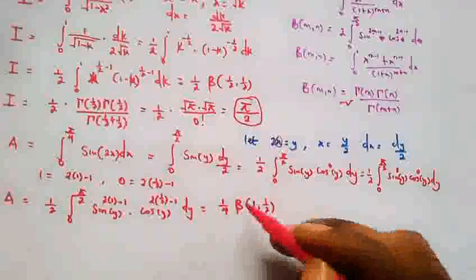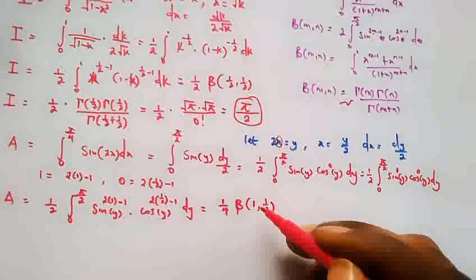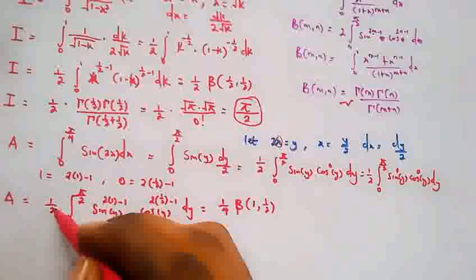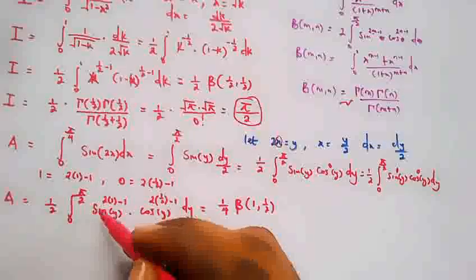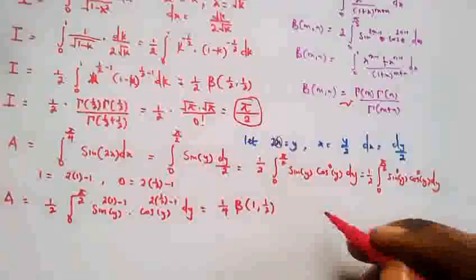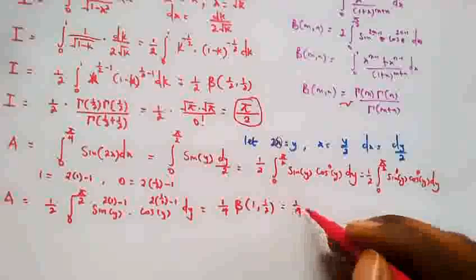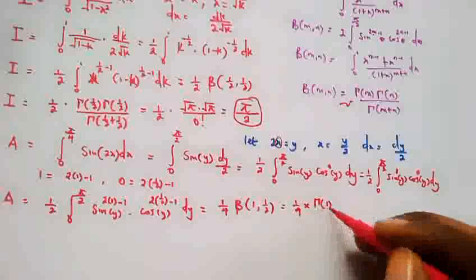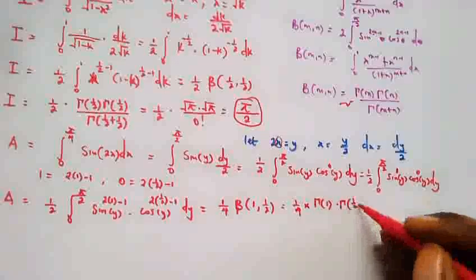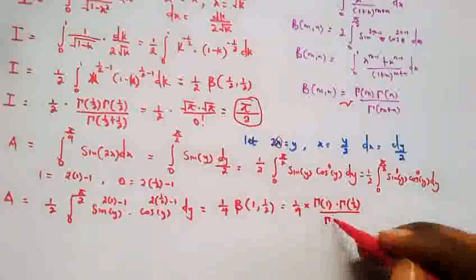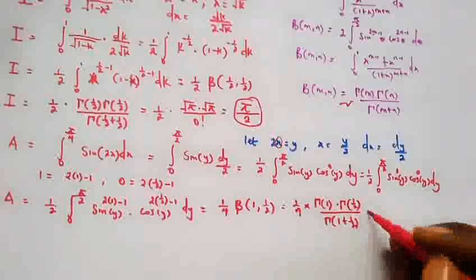When you multiply both sides by 4, here we have only beta of 1 and 1 over 2. Multiply here by 4, so we have twice this integral. So, that is correct. So from here we have this equal to 1 over 4 times the gamma of 1 times the gamma of 1 over 2 over the gamma of 1 plus 1 over 2.